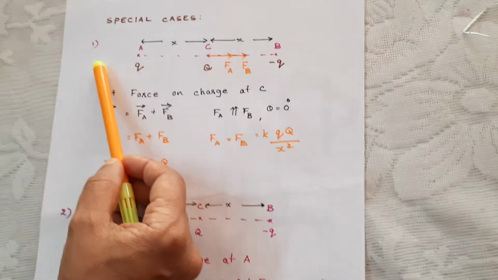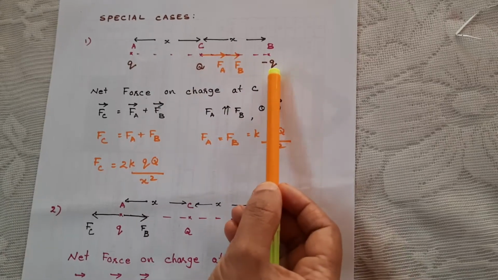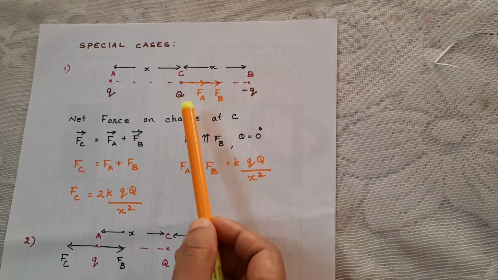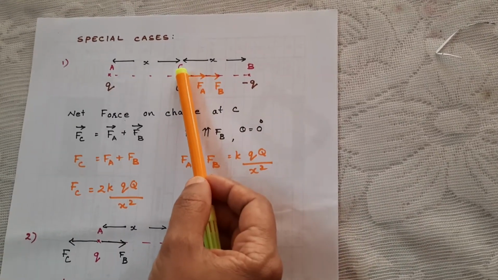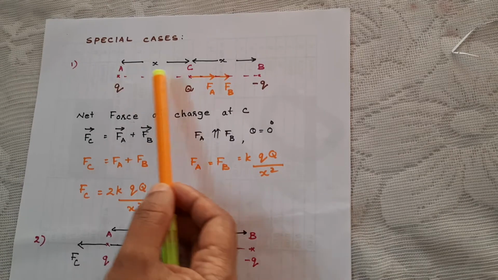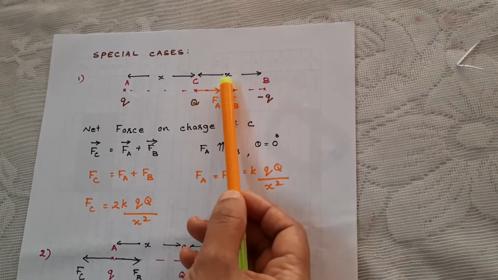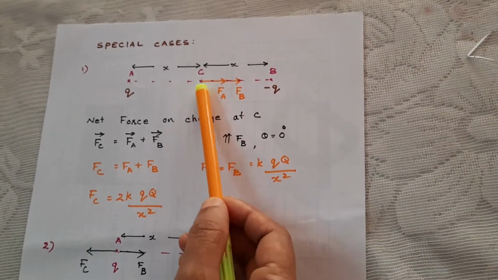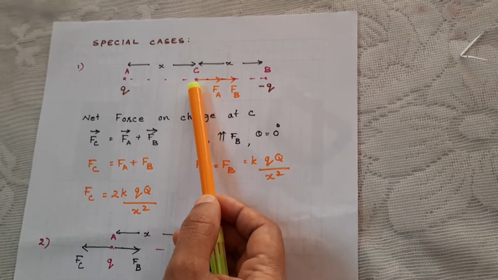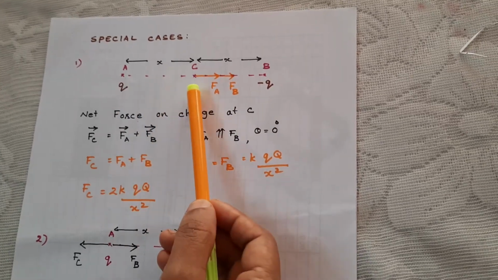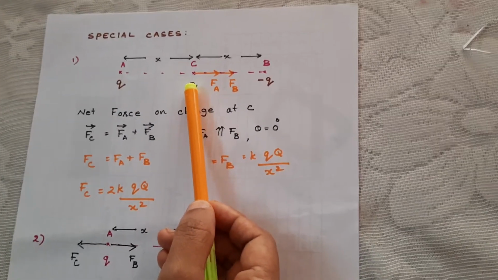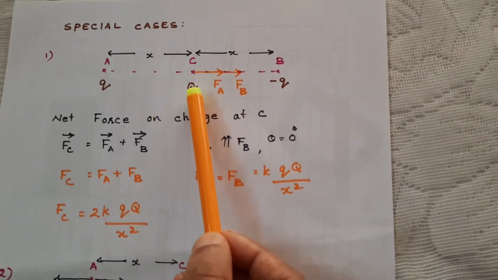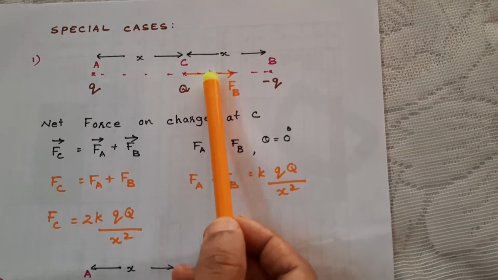In case 1, we are considering three charges Q at A, minus Q at B and capital letter Q at C. The separation AC is x, BC is also x. Let us find the net force on the charge at C. Charge at A will exert a force on Q. It is denoted by Fa. As it is repulsive, it is directed away from Q.